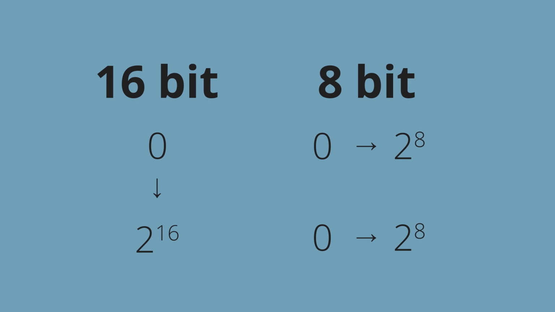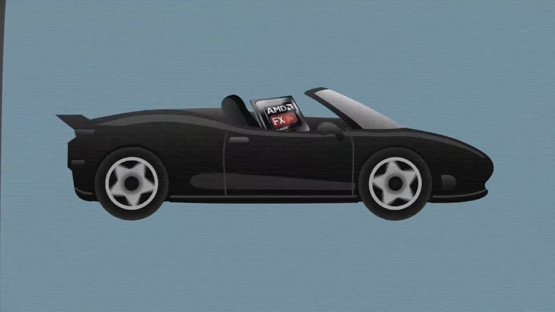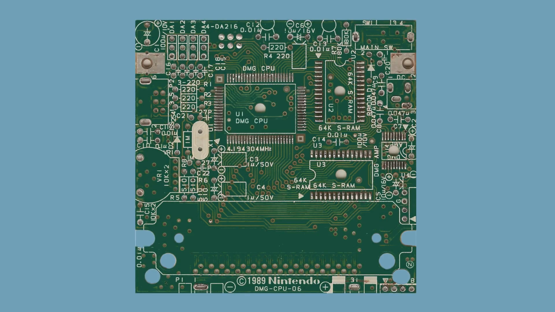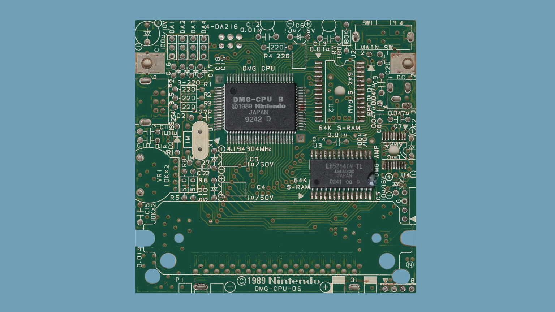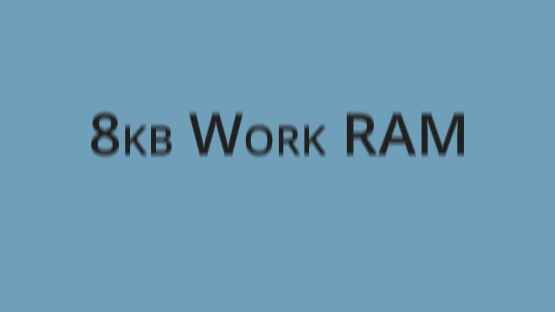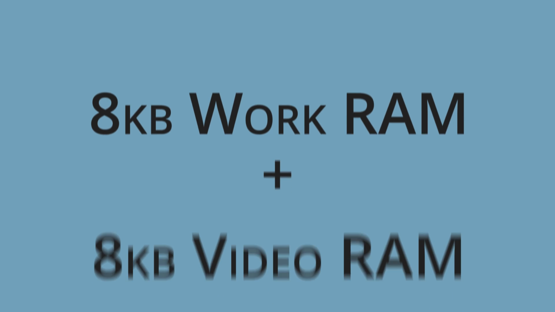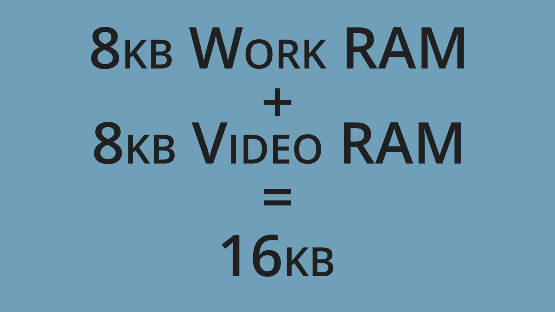In more relatable terms, the Game Boy can handle 64 kilobytes of memory. But a little bit earlier we said the CPU, 8 kilobytes of work RAM, 8 kilobytes of video RAM, and the cartridge slot. 8 kilobytes of work RAM plus 8 kilobytes of video RAM means 16 kilobytes of total memory. What's going on here? Where are the other 48 kilobytes?